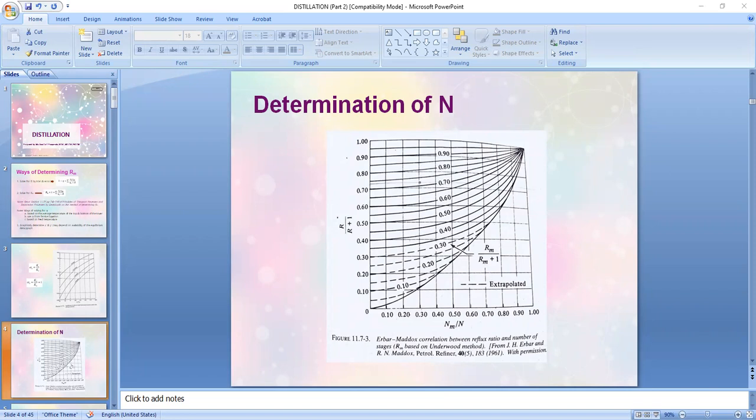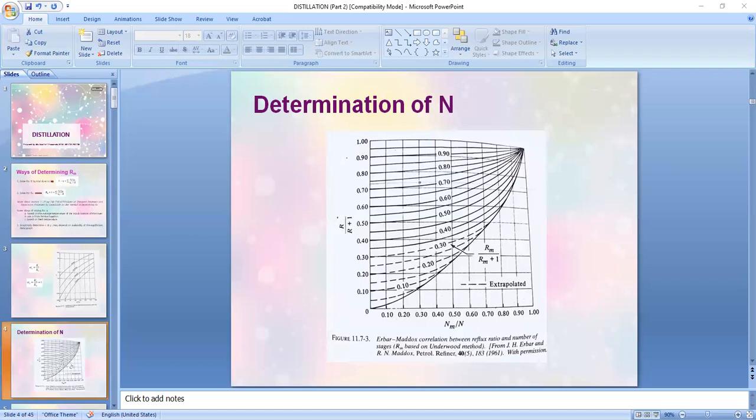So most of the time, the problem gives you the reflux ratio R, so you can solve for the value of that. Using these two, you'll get from the horizontal axis the ratio of the minimum number of stages and the theoretical number of stages. So this N sub M is the minimum number of stages, and this N is the theoretical number of stages.